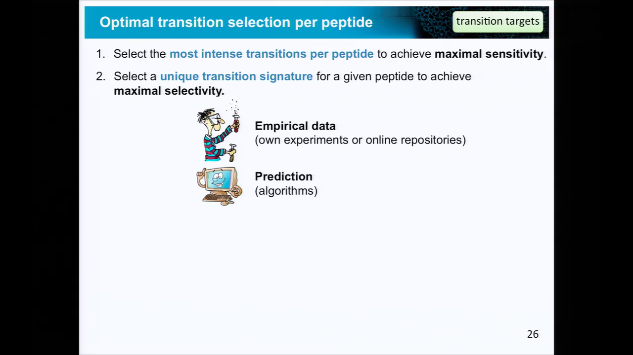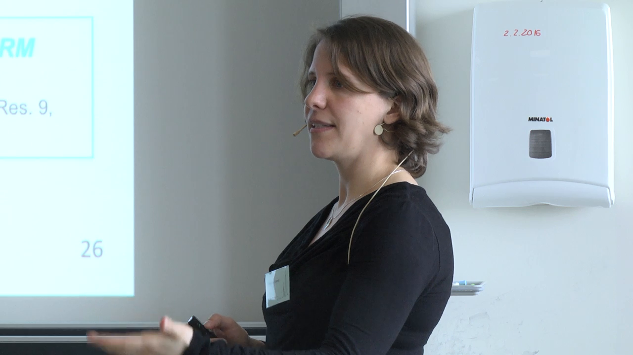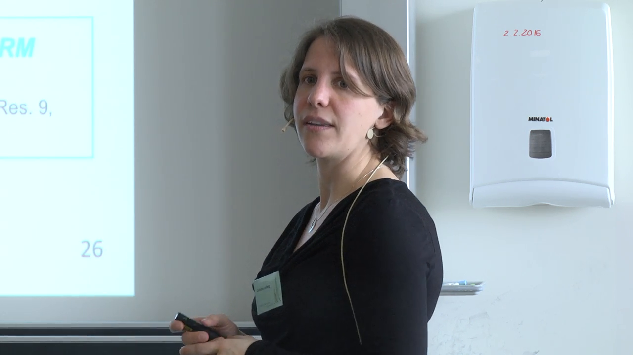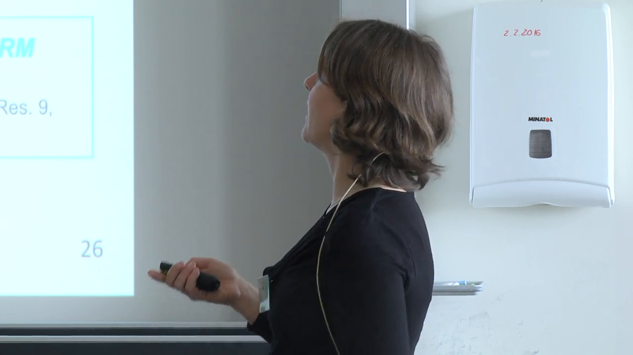And just one more comment: also for transition selection, algorithms have been described. So you have algorithms where you provide the peptide sequence and they will tell you most likely Y5, Y7, and Y3 are the most intense ones. But empirical data is always superior.